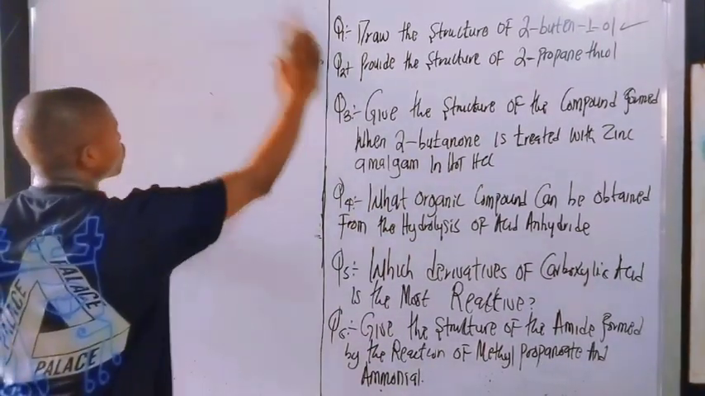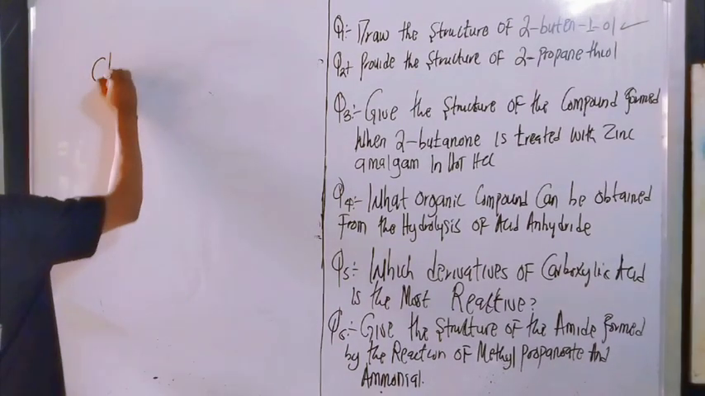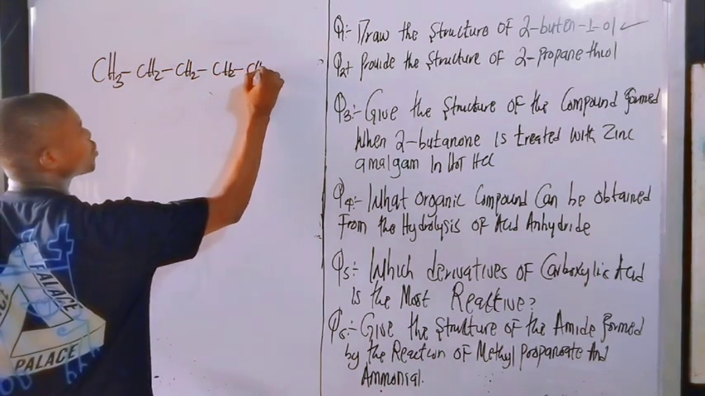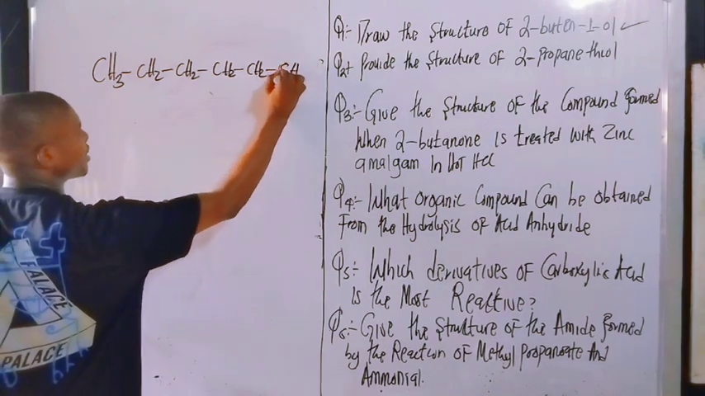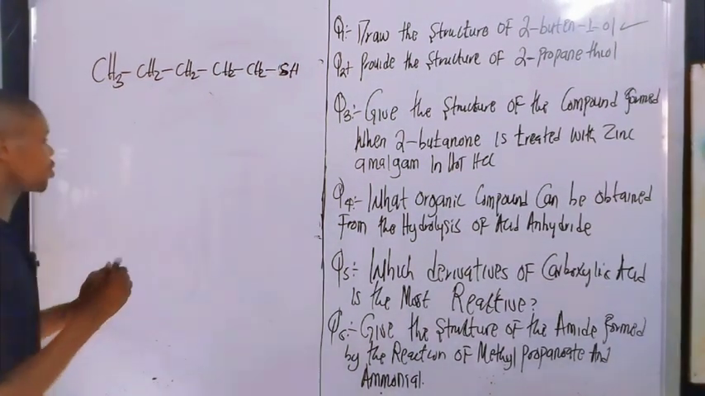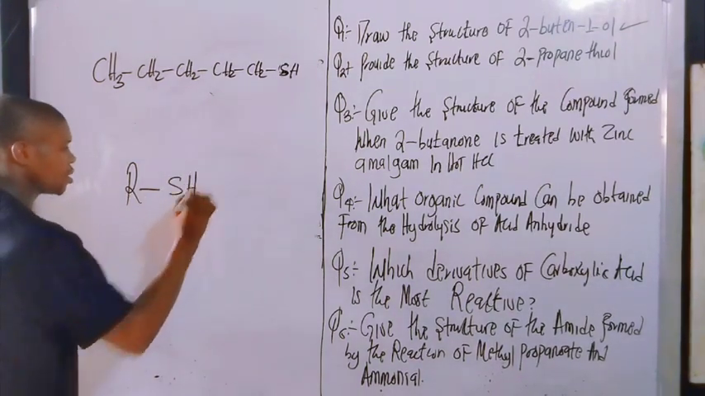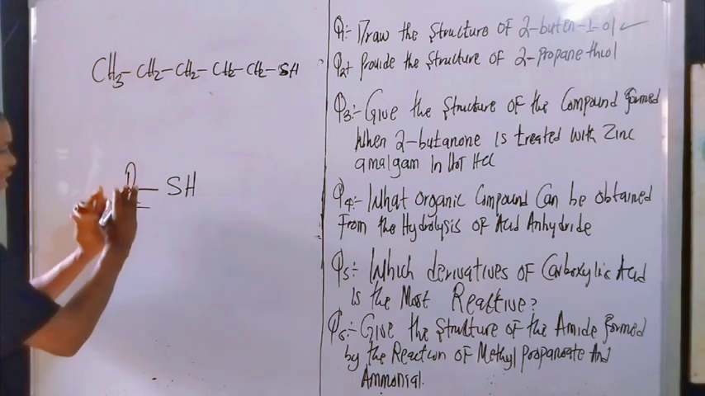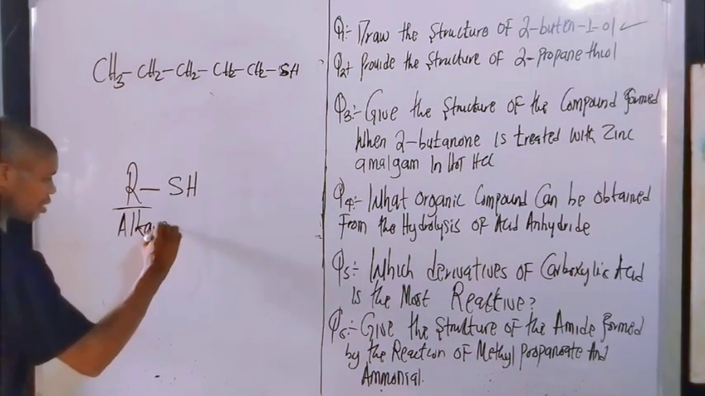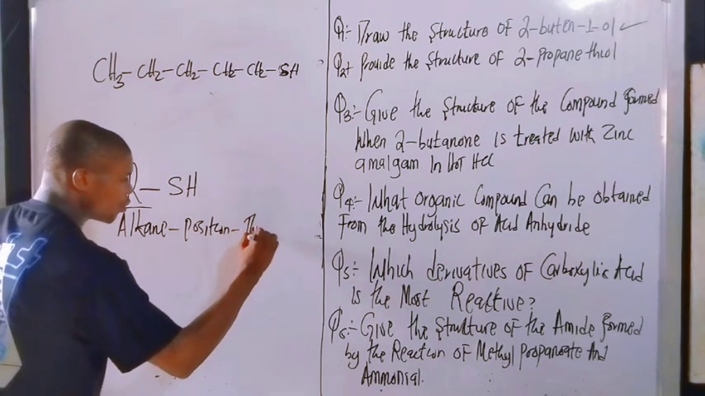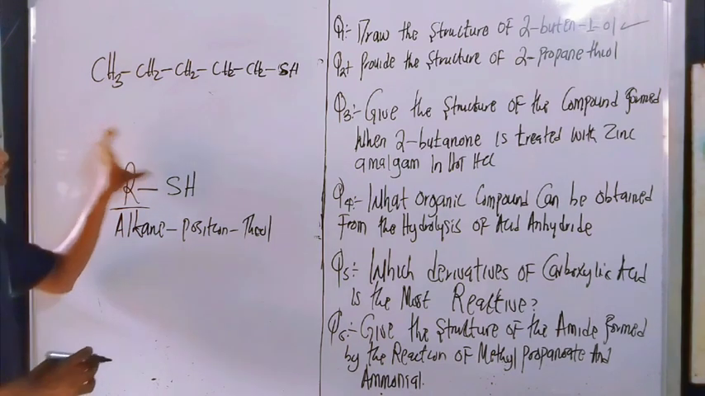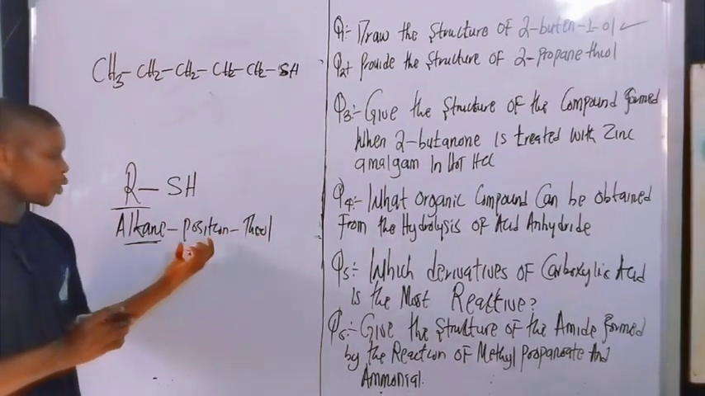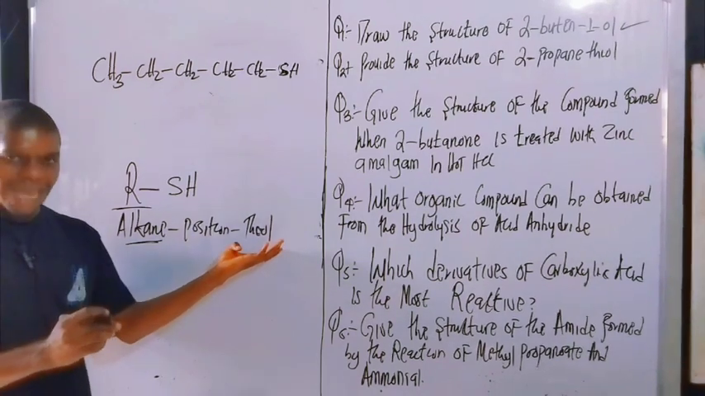So how do you name thiols? For example, here we have CH3, CH2, CH2, CH2, CH2, XH. Now let me explain something here. If for example we have RXH, what do we want to do? The name of this one: if it's an alkane, it's going to be the alkane, then the position of the thiol, then thiol. So the name of the alkane, the position of the thiol, then thiol.